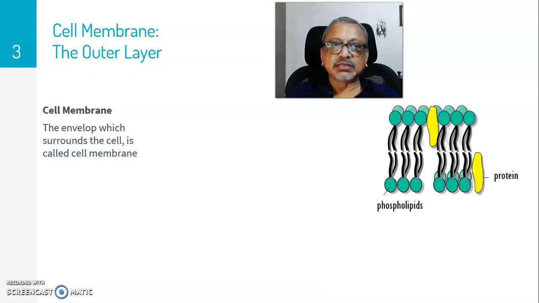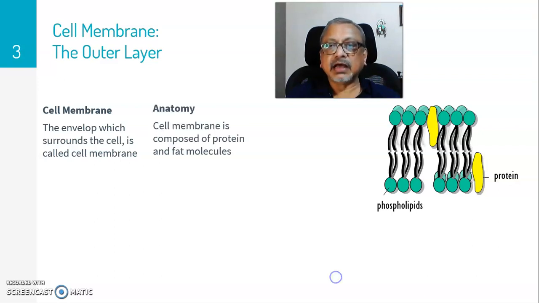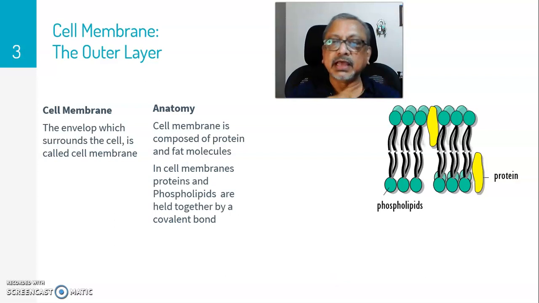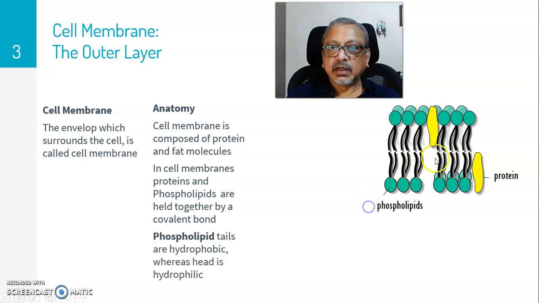Now coming to the cell membrane, this is the outer layer or outer membrane which surrounds the cell, and as you can see here, the cell membrane is made up of fat as well as protein. This fat and protein are held together with the help of a covalent bond. And the fat here is the phospholipid, which has a phosphorus head and a fatty tail. The tail of the phospholipid is hydrophobic.